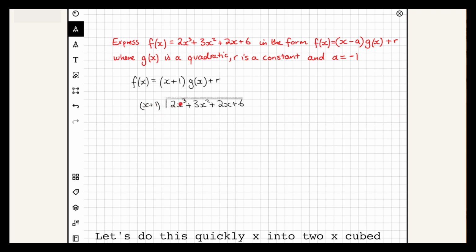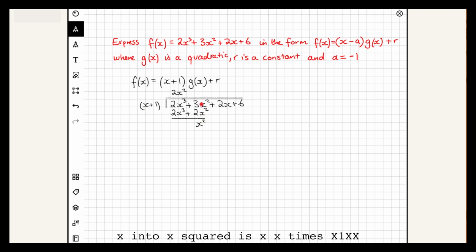x into 2x cubed is 2x squared. 2x squared times x is 2x cubed. 2x squared times 1 is 2x squared. Let's take those away. 3x squared, take away 2x squared is 1x squared.